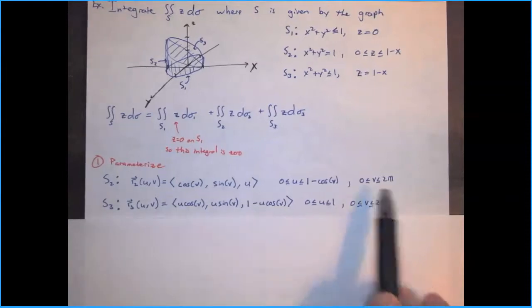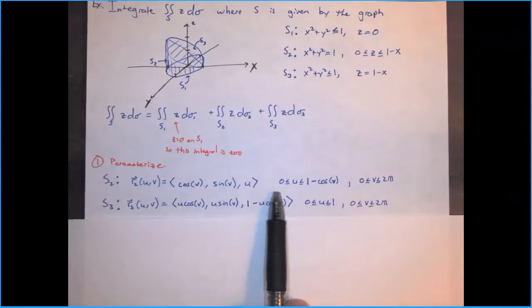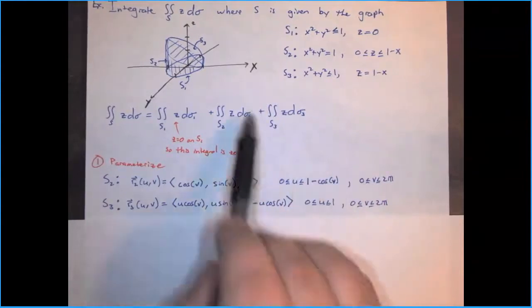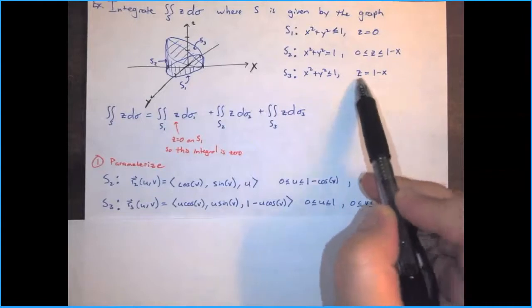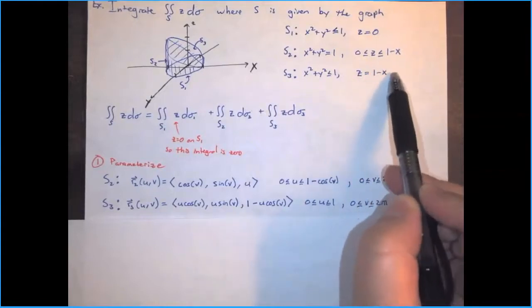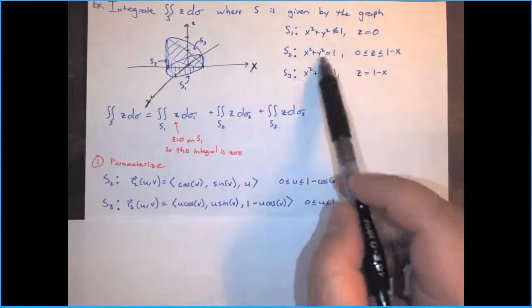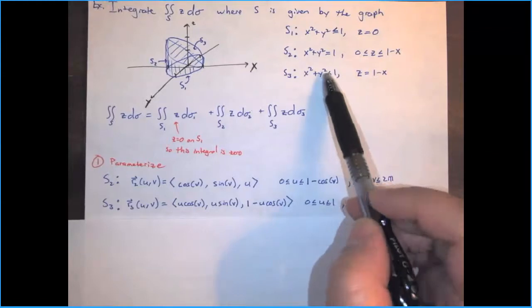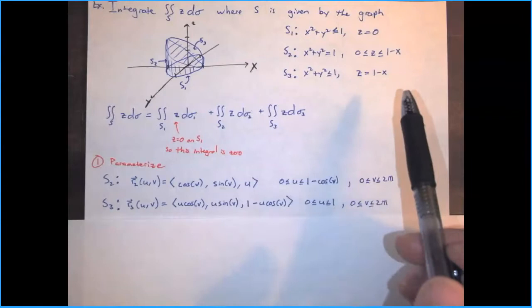Okay, back to my parameterizations, and since I'm going all the way around, v goes from 0 to 2 pi, u is going from 0 to 1 minus cosine v. I just replace x with cosine v. Now for this plane, I could do what we did in the last example and leave x and y as parameters, since I have a surface where z is solved for as a function of 2 variables, so z just equals 1 minus x. But I'm going to end up integrating over this disk, and I'm going to want to use polar coordinates for this disk. So instead of just leaving x and y as parameters, I'm going to go ahead and switch to cylindrical coordinates again.